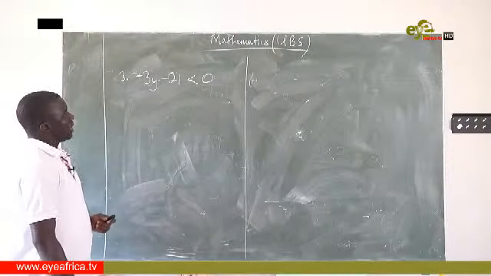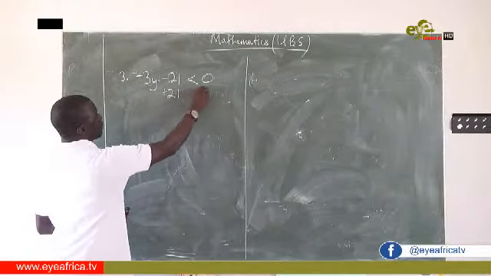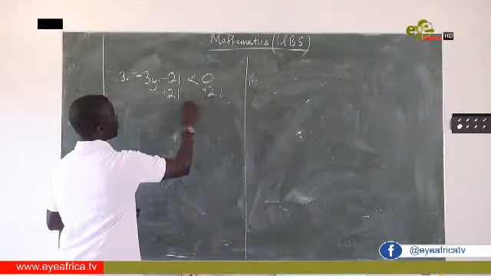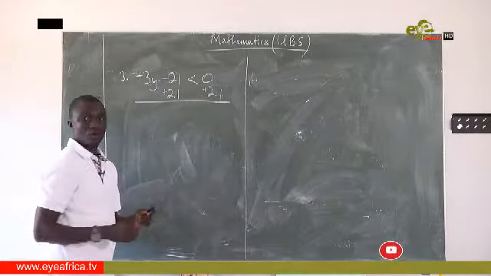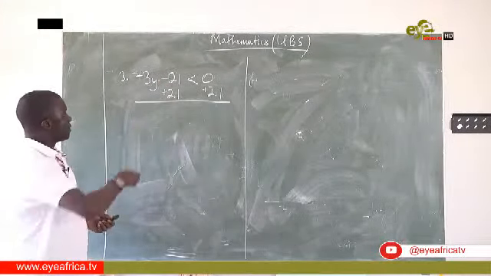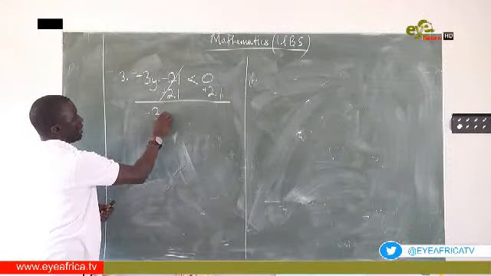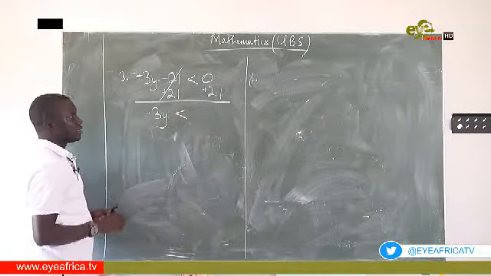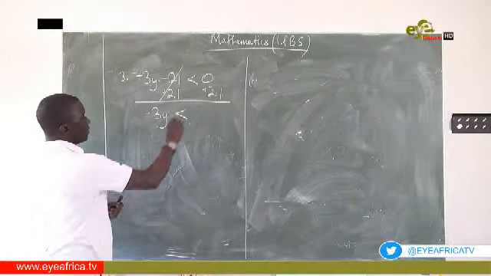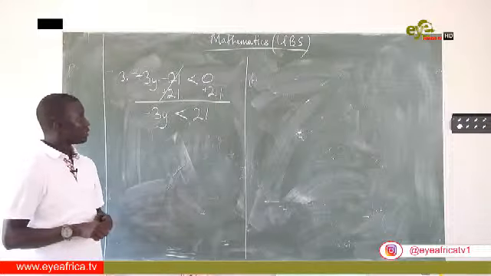Again, all we need to do is this: the additive inverse of 21 tells us that we should add 21 onto both sides so that we can eliminate 21 and 21. So we have negative 3y is less than 21.